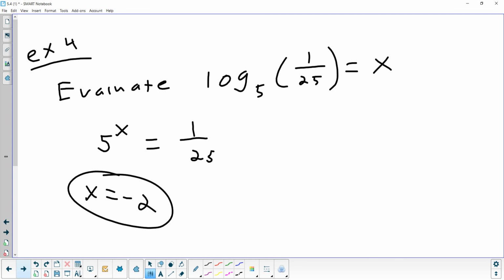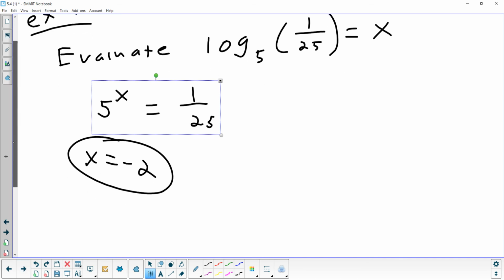Now, if this was a 26 or a 27, we're going to be stuck. We wouldn't know how to do that yet. I'd have to make it a power of 5 for now. Questions on that one?